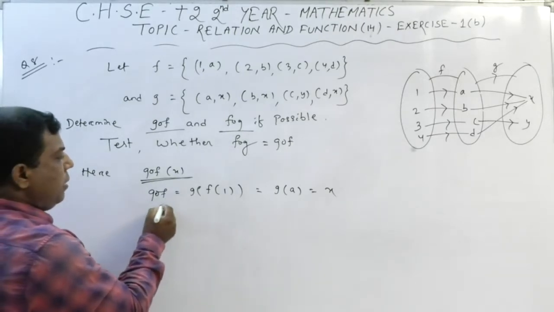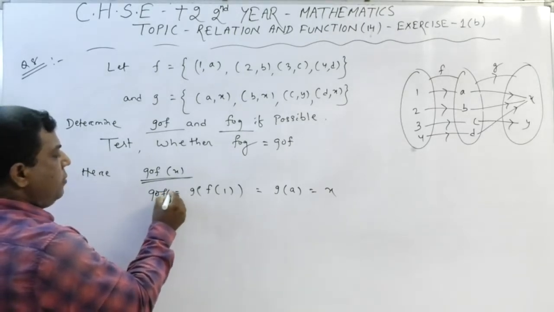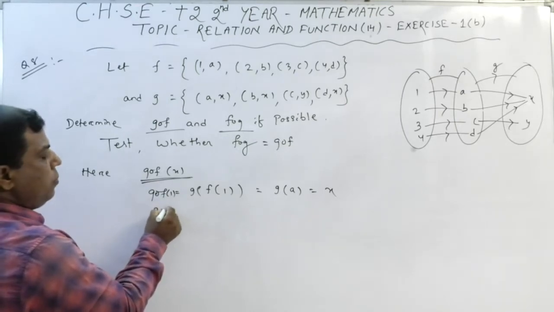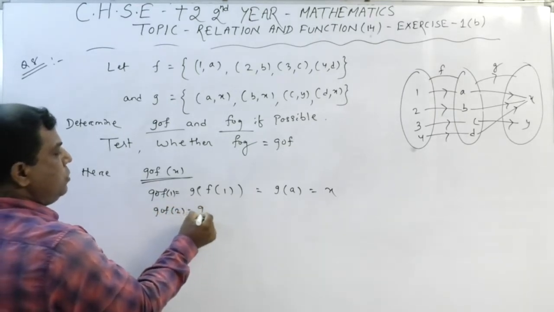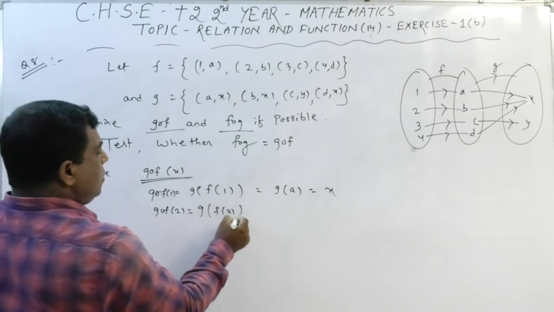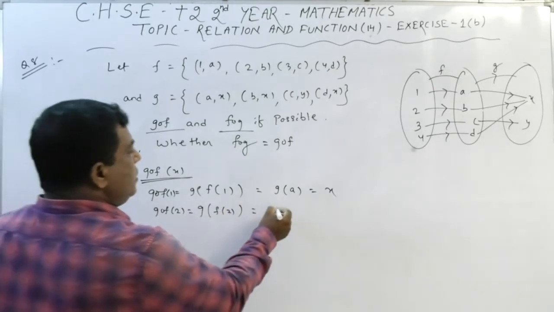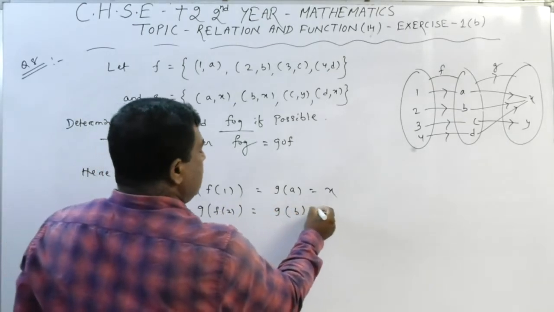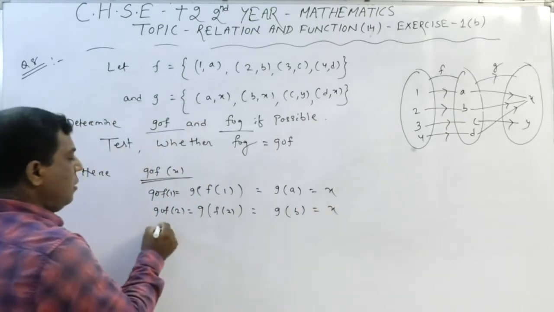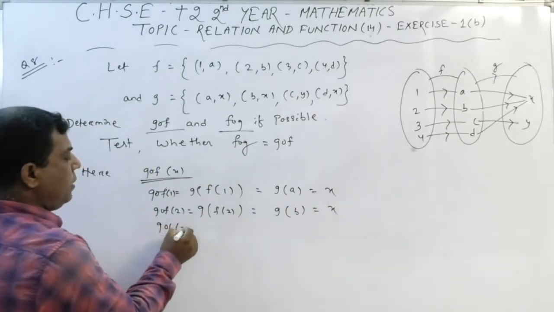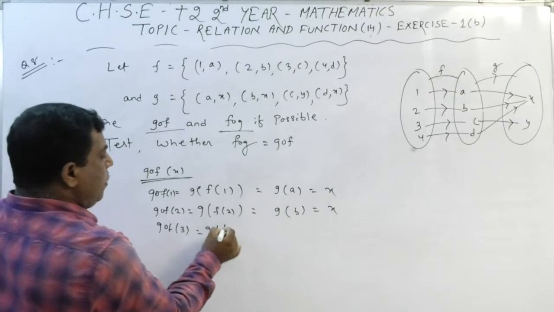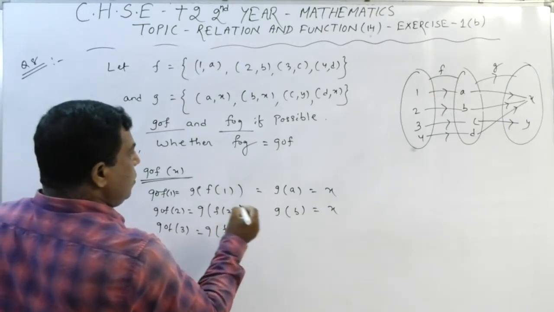So now similarly, I can say g∘f(1), and now I will go for g∘f(2). What is g∘f(2)? g of f of 2. And what is f of 2? It is b, and g of b is also x. Now we are going for g∘f(3). So it is g of f of 3, and you see what is f of 3?